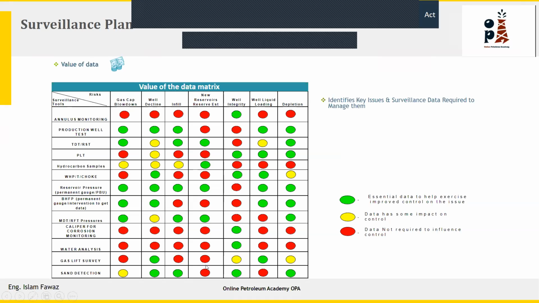This is a graph showing the risks and the surveillance tool, and this legend here shows essential data to help improve control on the issue, data not required to influence the control, or data that has some impact on the control. For example, PLT: if we have gas cap blowdown here, the PLT has no control on the gas cap blowdown. But for the well decline, this has some impact on the control. For well integrity, it has impact on the control, and liquid loading and depletion have impact on control. And this red flag will not influence our control. This is the value of the data. Okay.